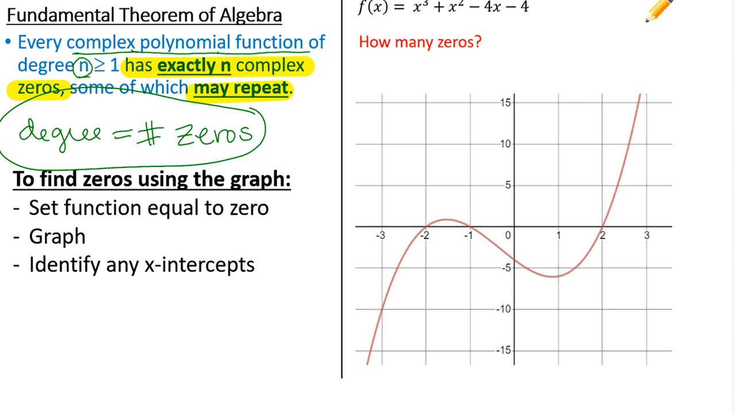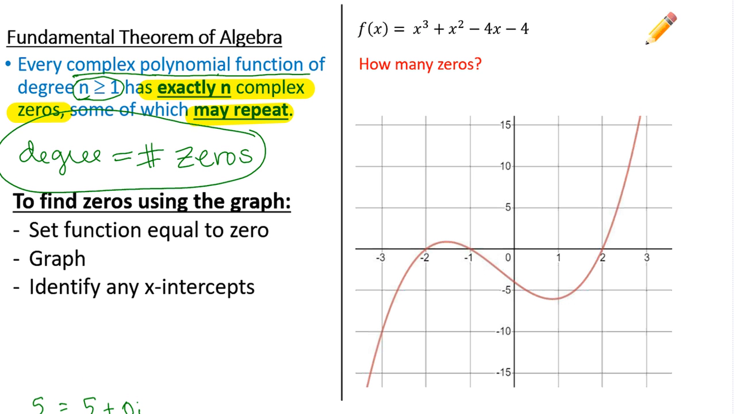Notice this word complex in here. Complex numbers are the ones with i, and I don't know if you remember, but technically every number is a complex number because it can be written as a plus 0i. So keep in mind as we start solving these that a zero can be a complex number as well.